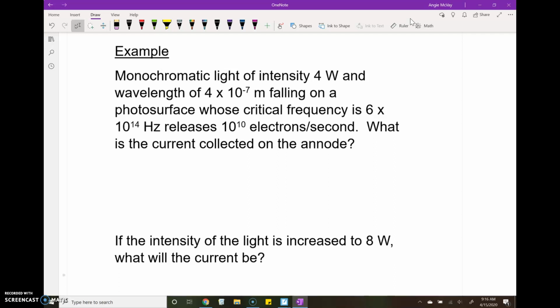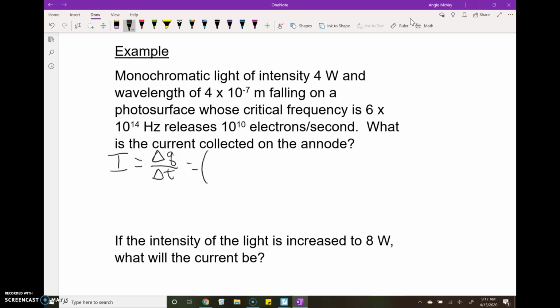All right, so what is the current collected on the anode? Okay, so there's a lot of information here that is mostly not relevant. We're looking for current. In our photoelectric effect equations, there is no equation for current. So we might as well start with the definition of current from about this time last year. Current is the charge flow rate, coulombs per second. So how can we use some unit analysis to get coulombs per second?